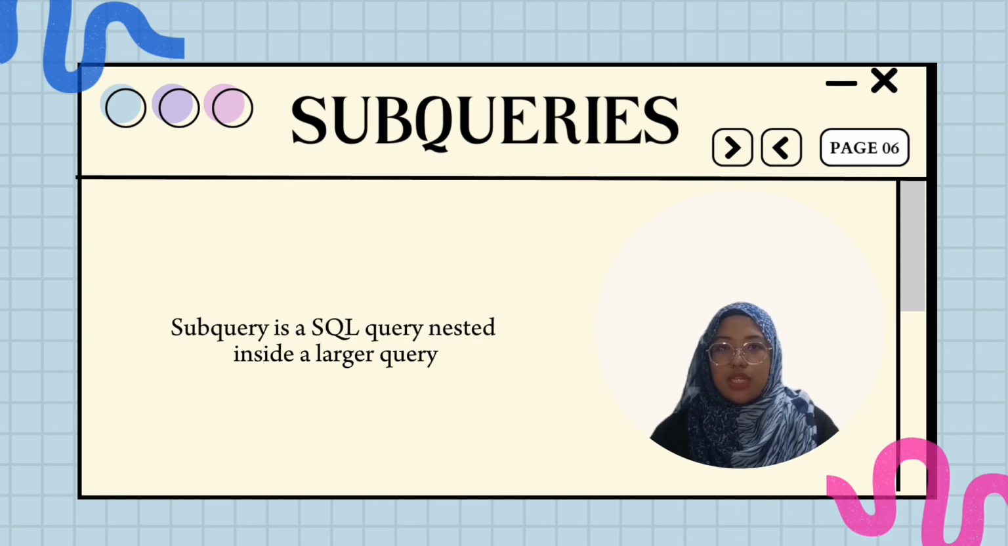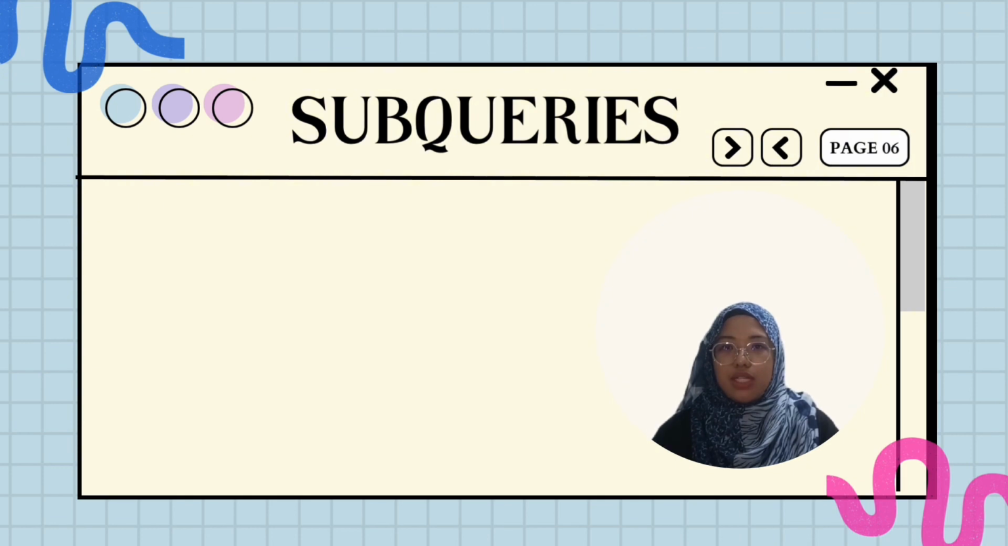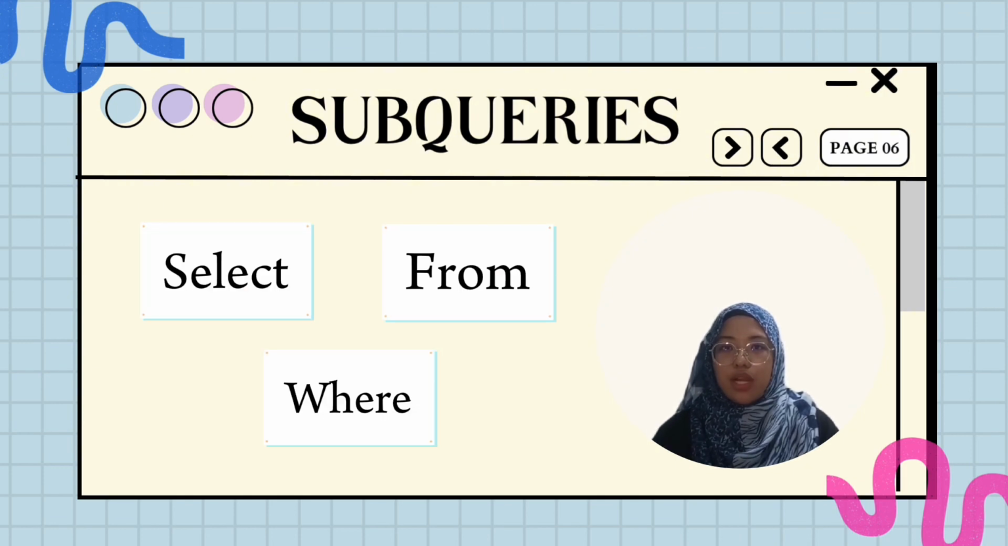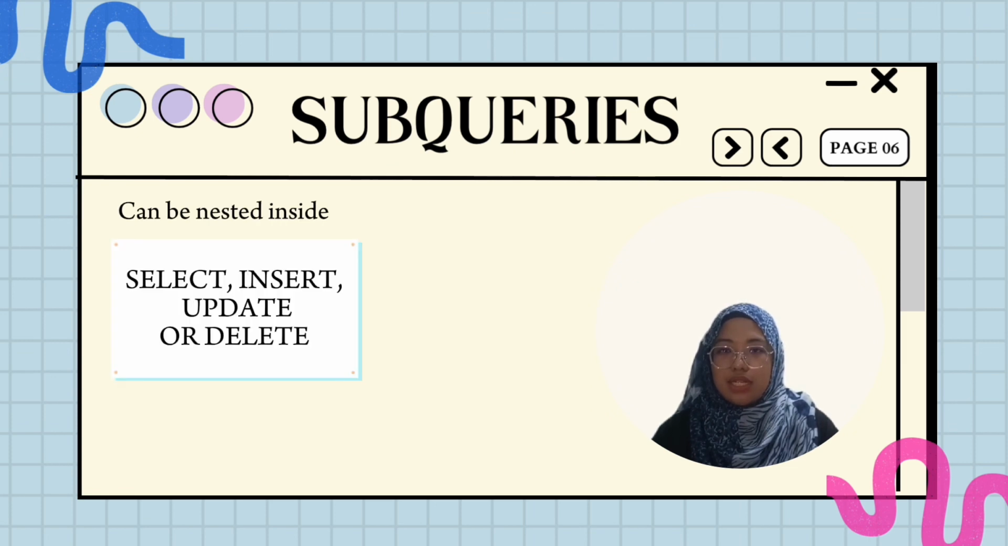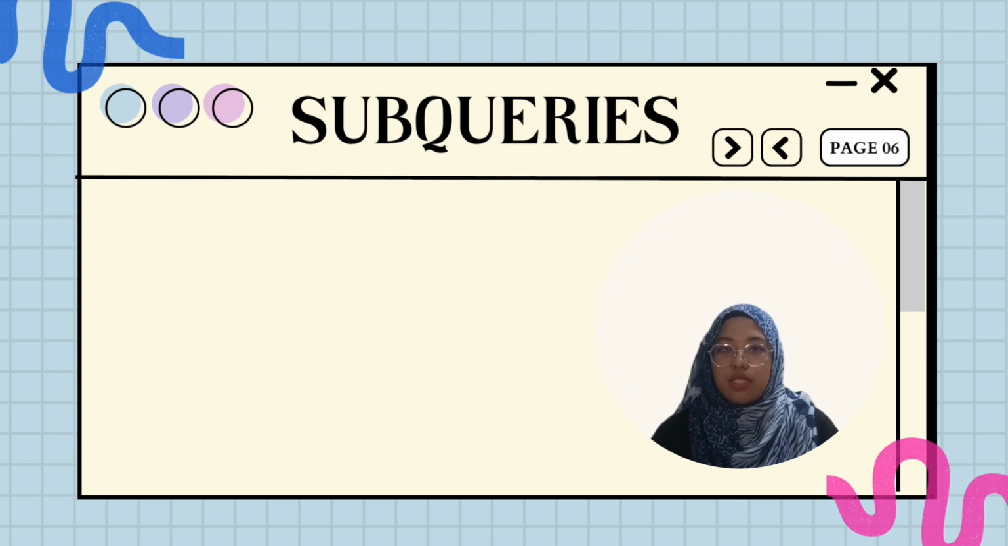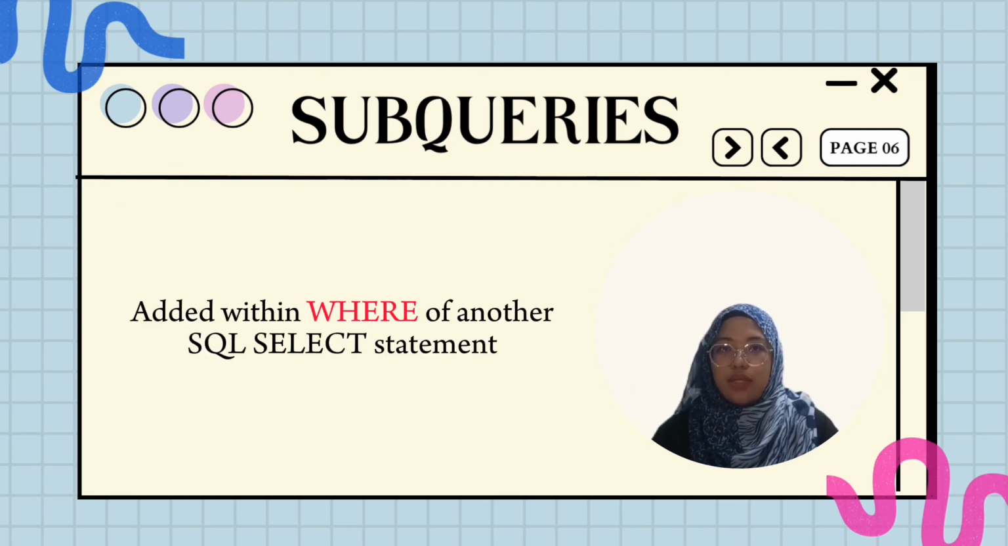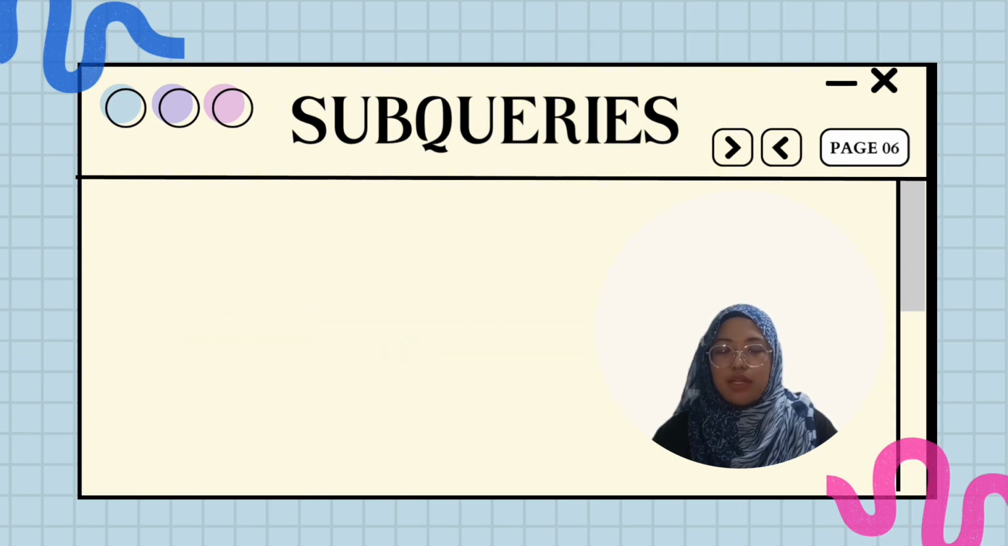A subquery is a SQL query nested inside a larger query. A subquery may occur in a select, from, and where clause. The subquery can be nested inside a select, insert, update, or delete statement, or inside another subquery. A subquery is usually added within the where clause of another SQL select statement.